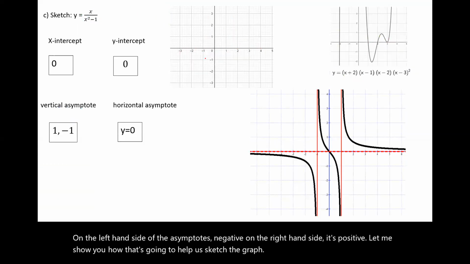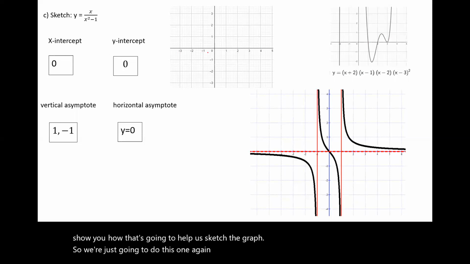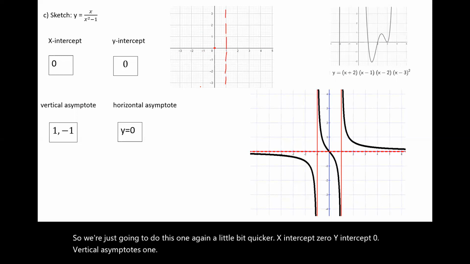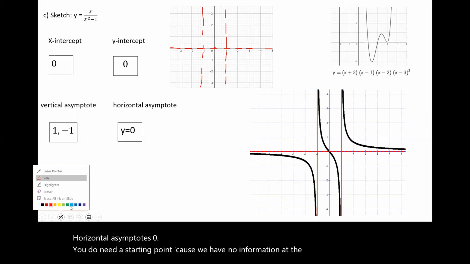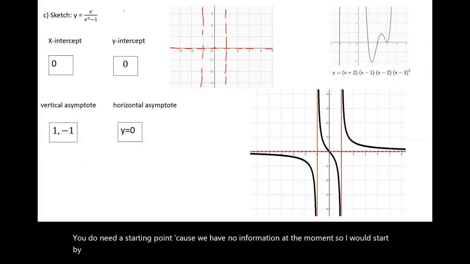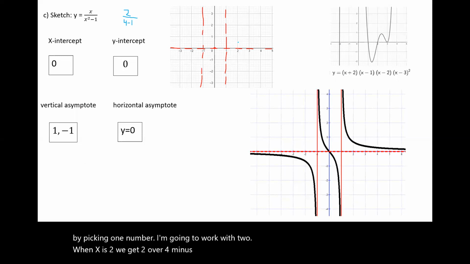So we're just going to do this one again a little bit quicker. X-intercept 0, y-intercept 0. Vertical asymptotes 1 and -1. Horizontal asymptote 0. You do need a starting point because we have no information at the moment. So you would start by picking one number. I'm going to work with 2. When x is 2, we get 2 over 4 minus 1, so that's 2/3. So we know our graph is here.